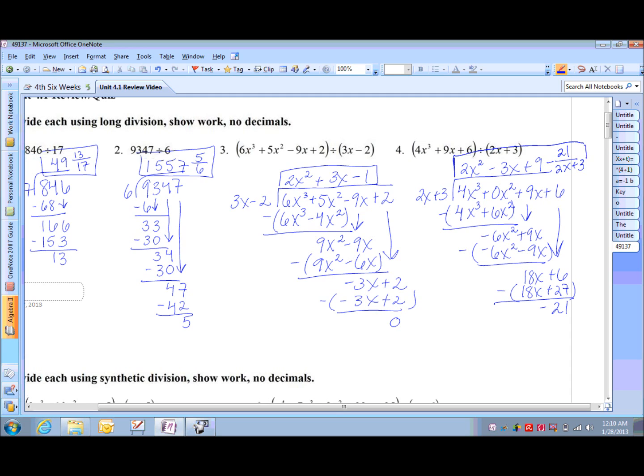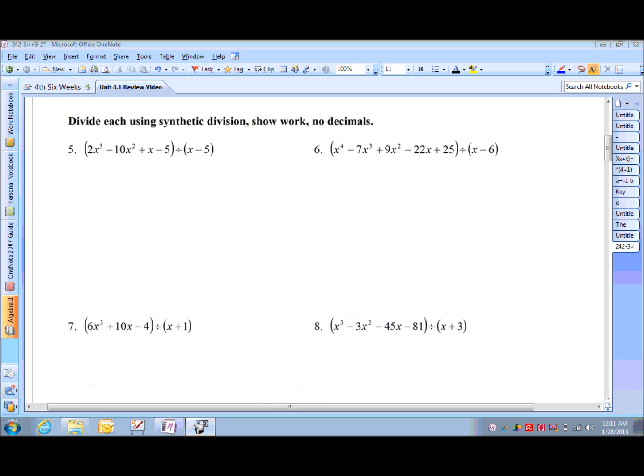You always take what's left over and put it over what we are dividing by. I apologize, the divisor. So take what's left over and put it over the divisor. All right, those are all of our long division problems. In the next set of problems, they ask us to use synthetic division when dividing polynomials.